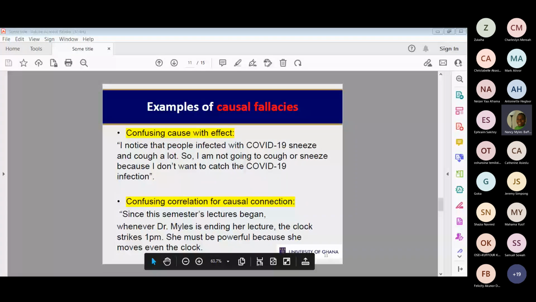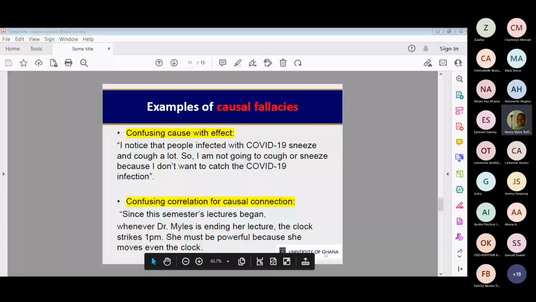Very good. Abna, go ahead. Excellent. She's confusing the symptoms of the disease with the disease itself, implying that the effects of the disease is what is causing the disease. Meanwhile, the sneezing is as a result of the disease, not the other way around. Very perfect. That is it. That's the problem.